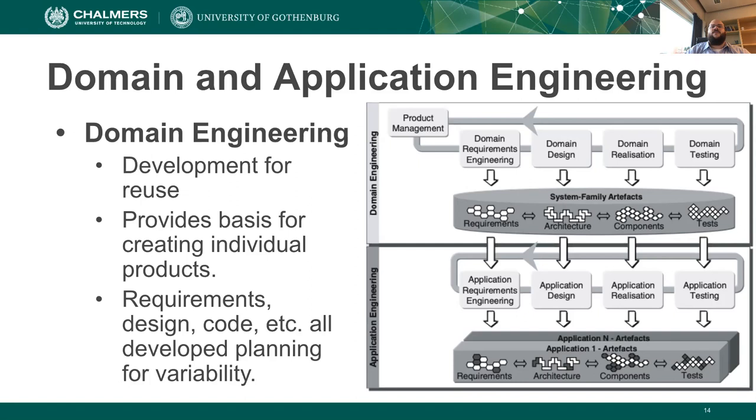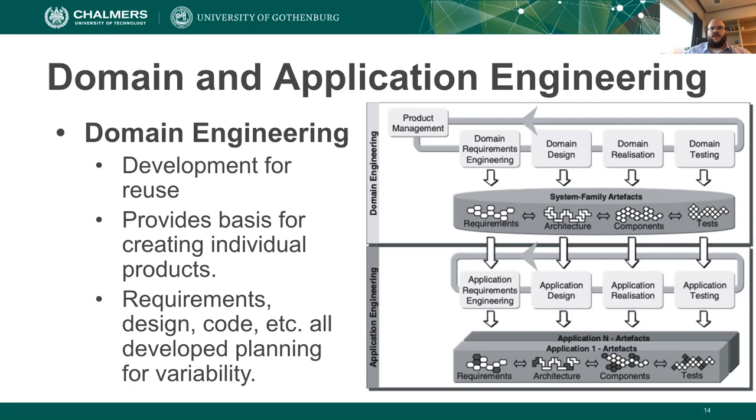So for example, the requirements might contain an explicit description of specific requirements that apply for a subset of products. And we make that clear in the requirements. When we're planning the requirements, we know ahead of time that these are going to live in a subset of products and are not going to be true for every single product that we end up building.